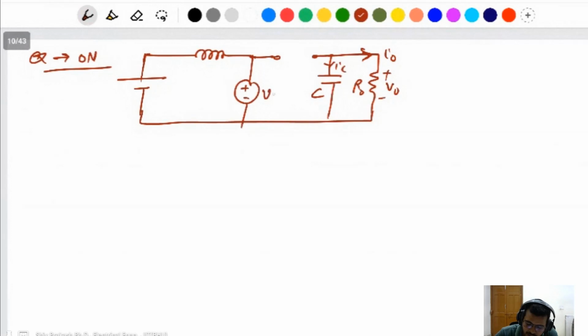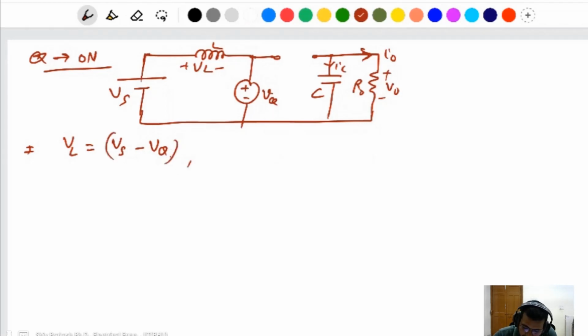I have written this one as the VQ voltage drop. Here is the inductor L with VL, and this one is VS. Then apply KVL. You get the inductor voltage VL equals VS minus VQ. And the capacitor current IC is minus I naught.